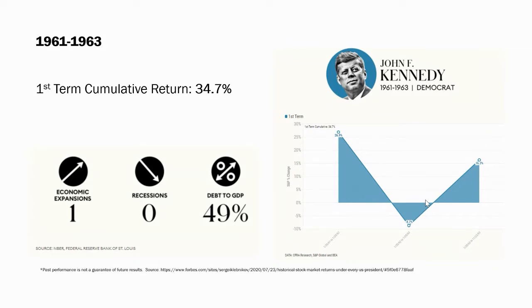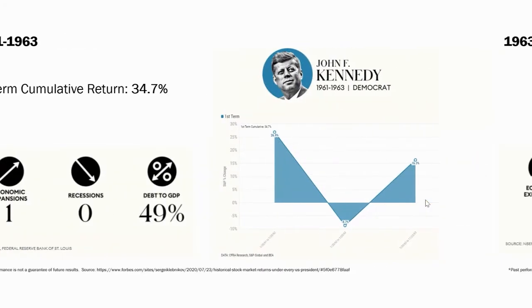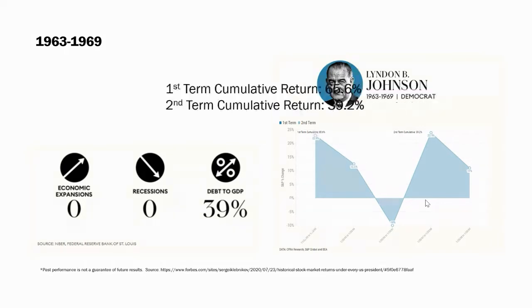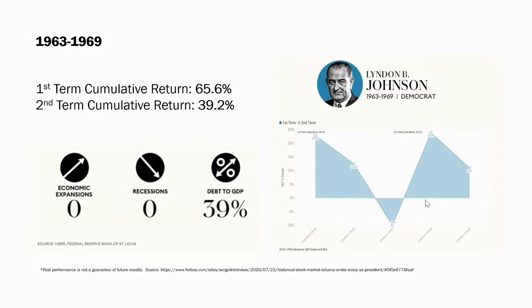What we wanted to keep an eye on when we're looking at this data is, well, now, obviously his presidency ended with his unfortunate assassination. What happens to the market after that? We transition to the Johnson era. No economic expansions or recessions. Debt to GDP is 39%. But what we see in the market is actually a cumulative net positive return.